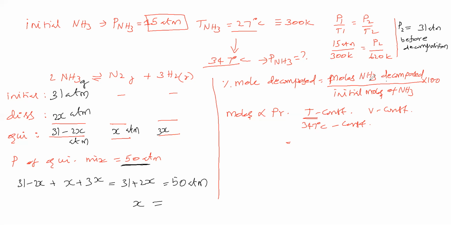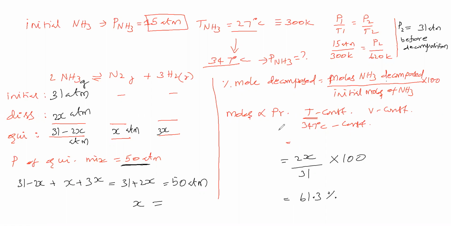Moles of ammonia decomposed, that is 2x. That 2x we will substitute. Initial moles of ammonia is proportional to this 31. That 31 will substitute into 100. The x we are getting from this, that x we are substituting. So on simplification we are getting the mole percentage of ammonia decomposed, that we got it.